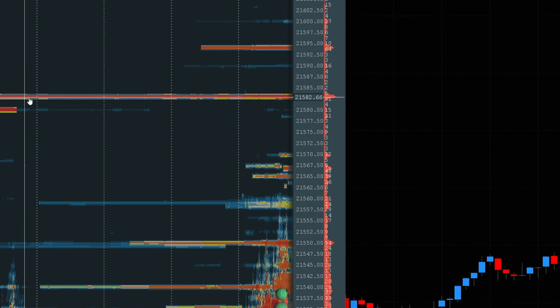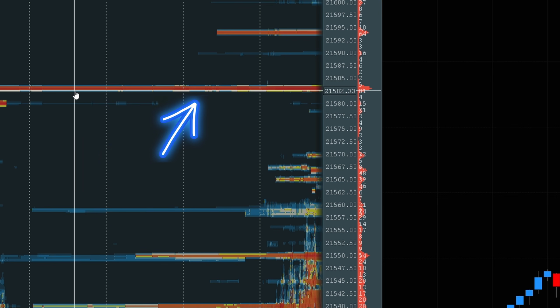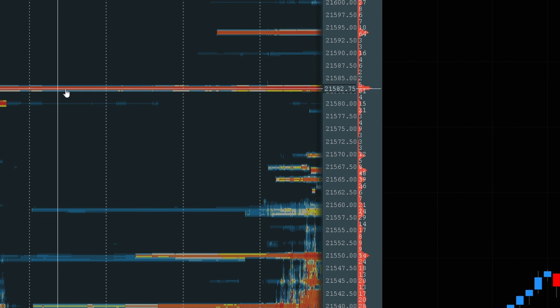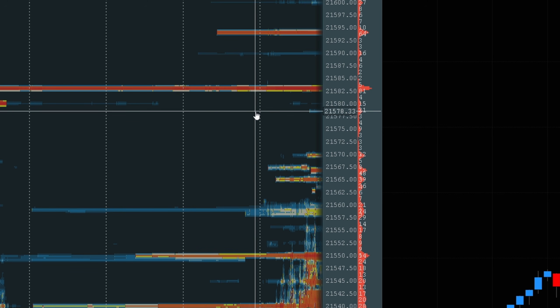The dark red lines represent higher levels of resting orders. And right here at this specific price point up here, we see we have 81 contracts waiting for the market to come up, potentially fill that, and maybe we'll get an adverse reaction.